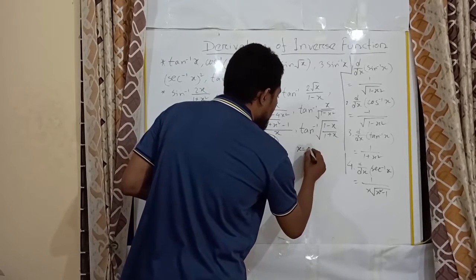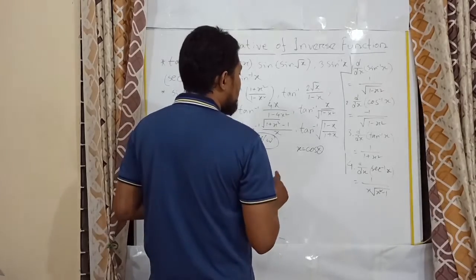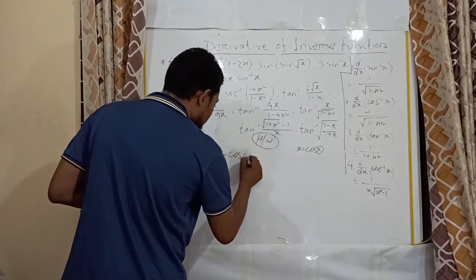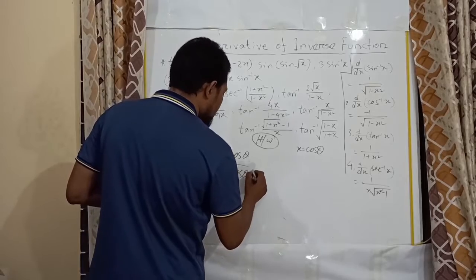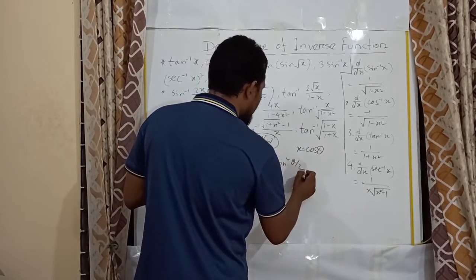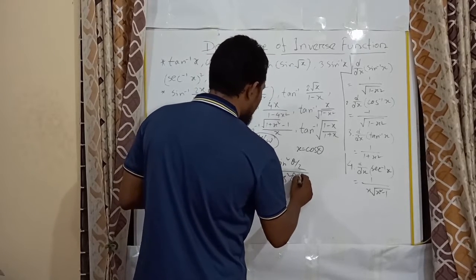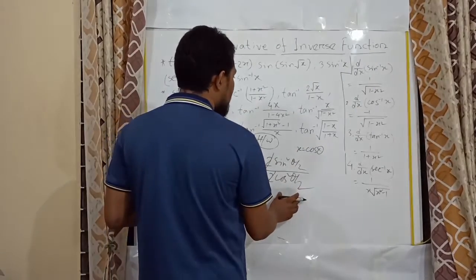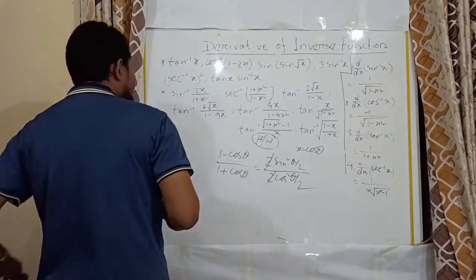If we take x equal to cos theta, then 1 minus x equals 1 minus cos theta, and 1 plus x equals 1 plus cos theta. So 1 minus cos theta equals 2 sine square theta by 2, and 1 plus cos theta equals 2 cos square theta by 2. So 2 will be cancelled, and sine square by cos square equals tan square theta by 2. As there is a root, it will be only tan theta by 2.